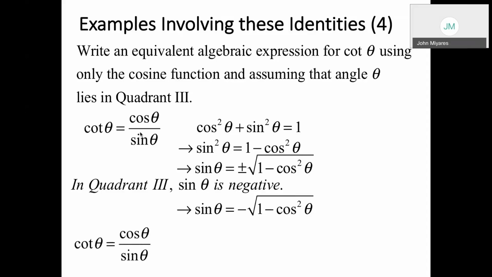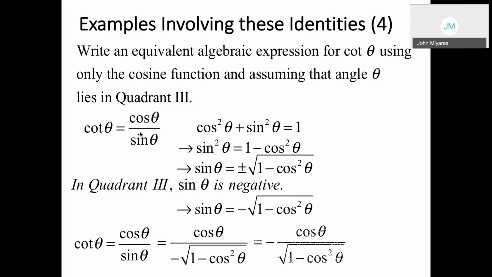Substituting that in for the sine in the denominator of the fraction, we'll get that the cotangent of theta will equal the cosine of theta divided by the negative square root of 1 minus the cosine squared of theta, which we can clean up if we want by just bringing that negative out front.